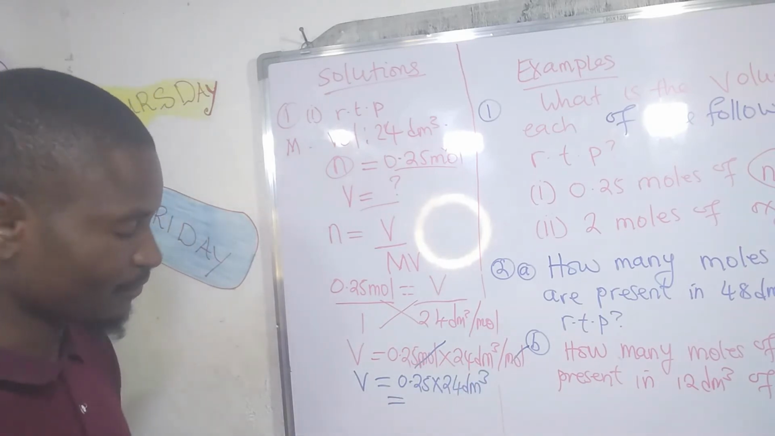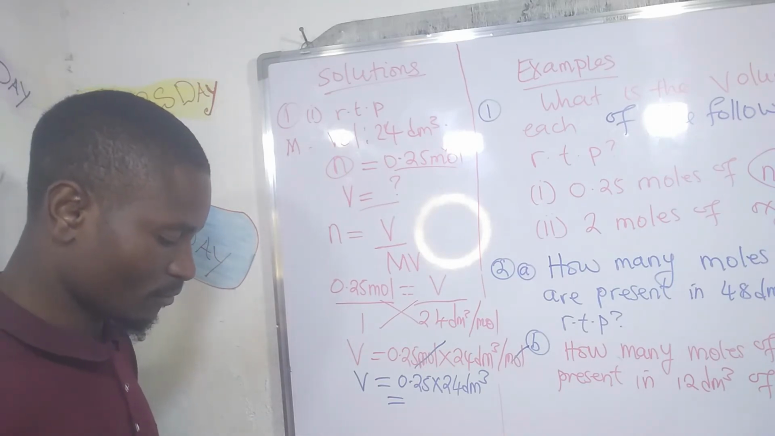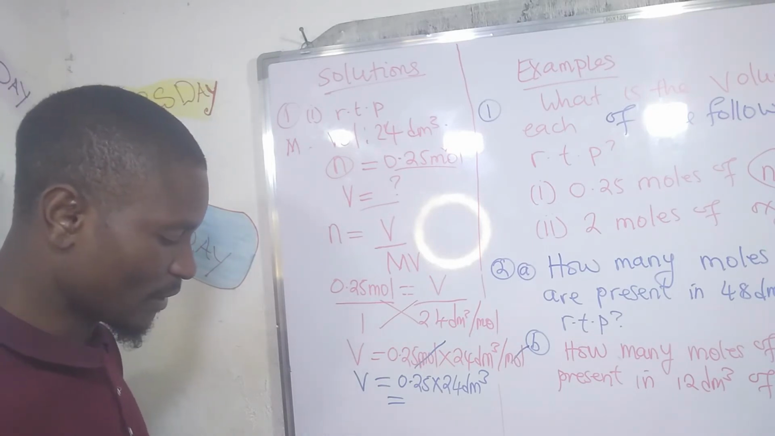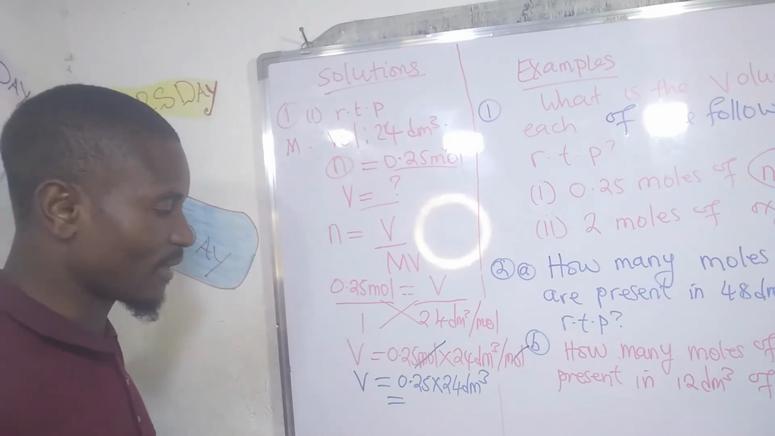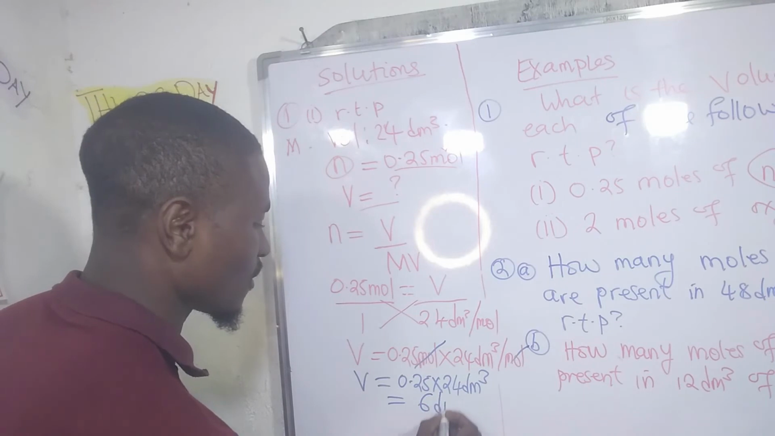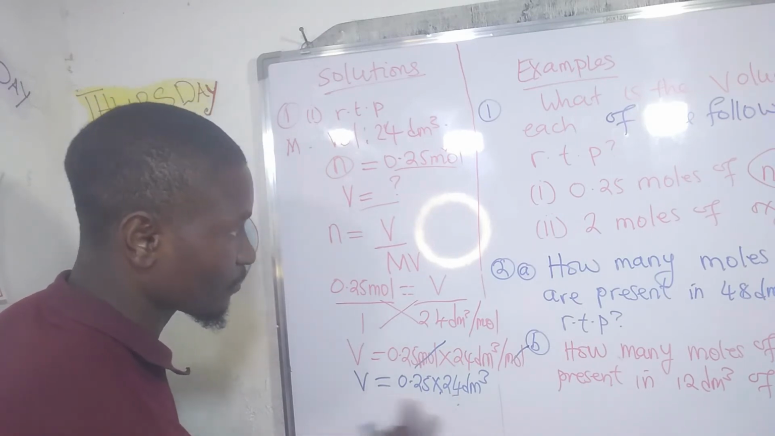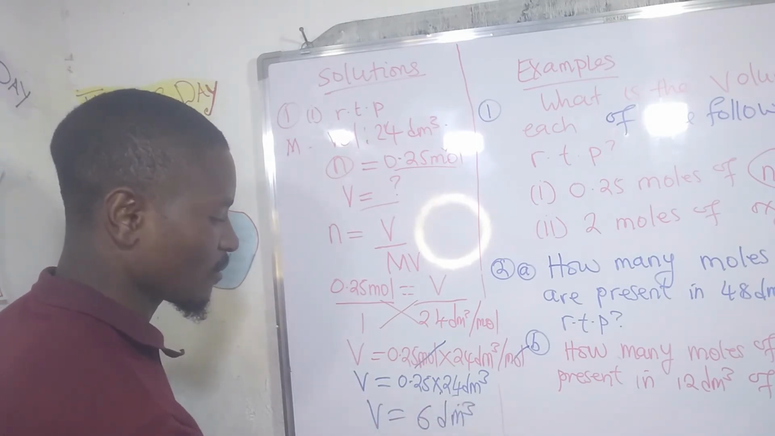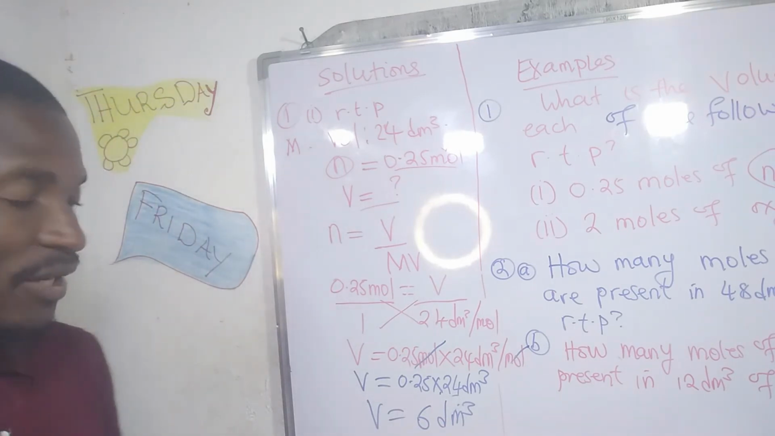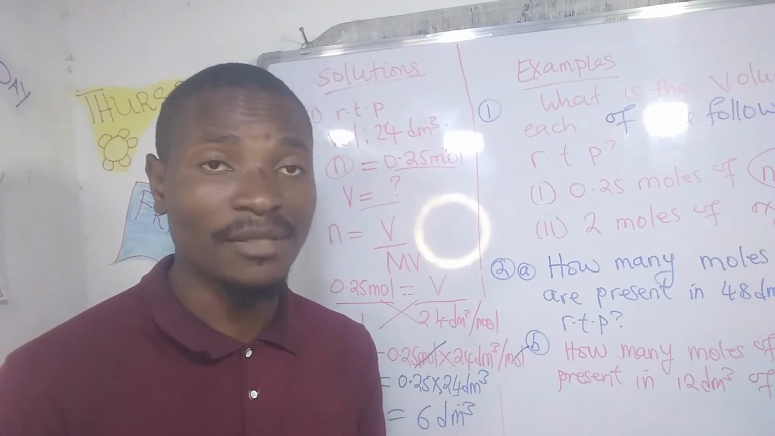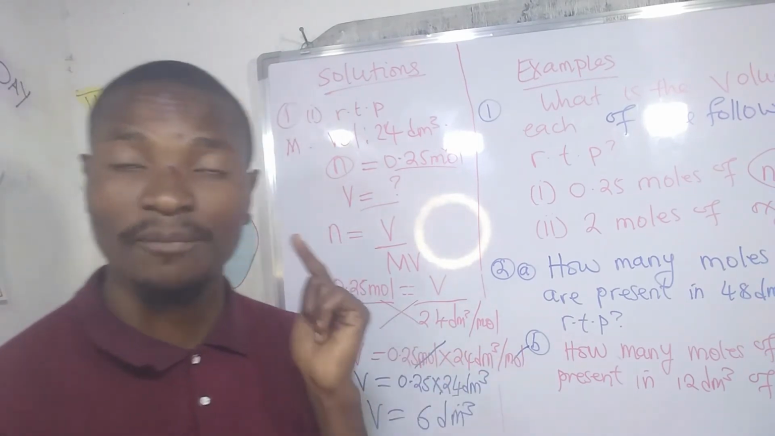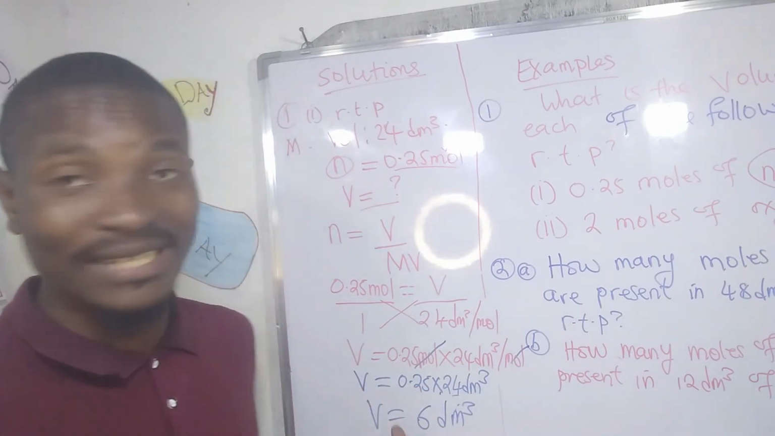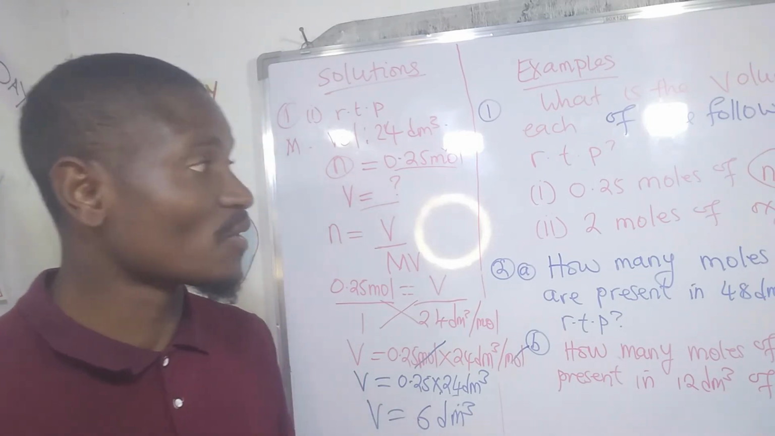So 0.25 multiplied by 24, you just get 6 decimeter cubic. So the answer you get is 6 decimeter cubic. That's how you can go about finding the physical volume that a certain gas is going to occupy, and you can use that simple formula to get to 6 decimeter cubic. Now let us move on to the second one.